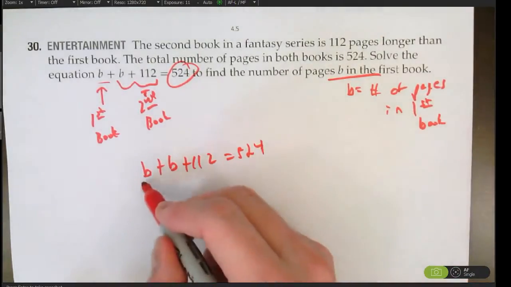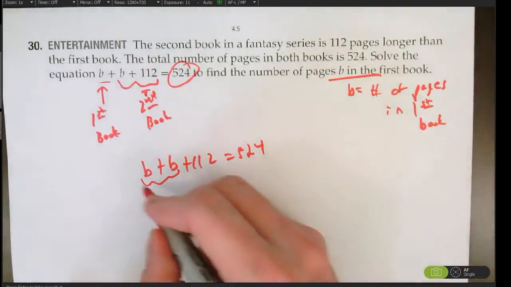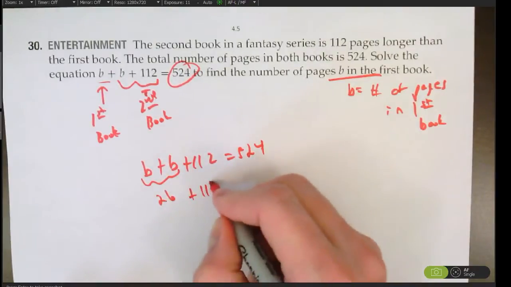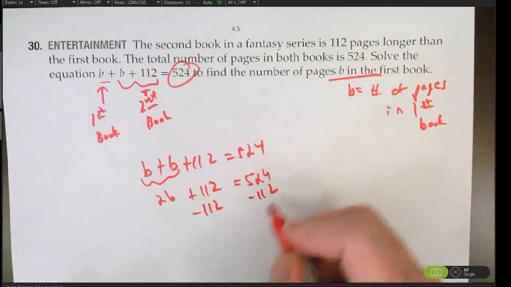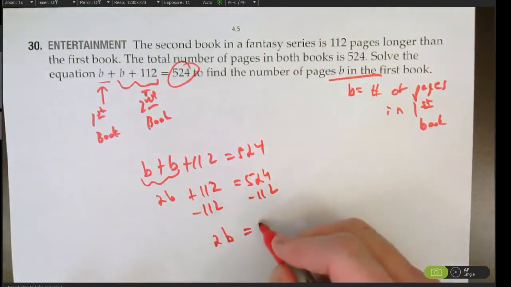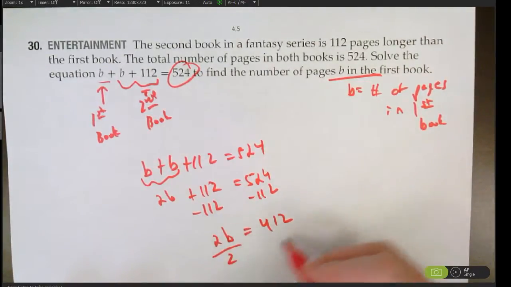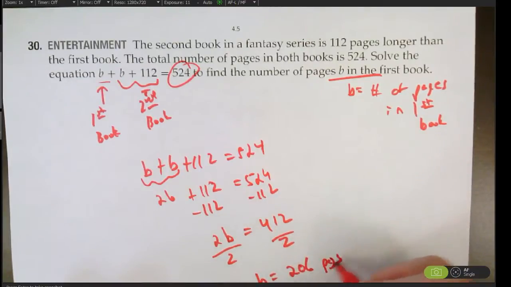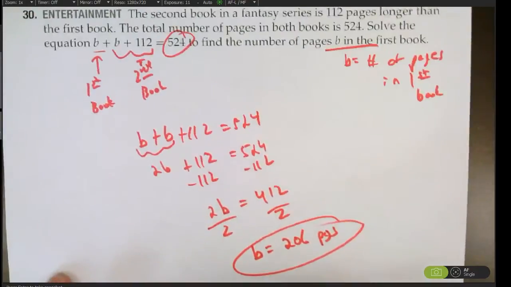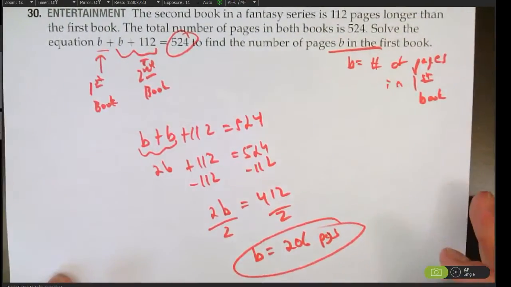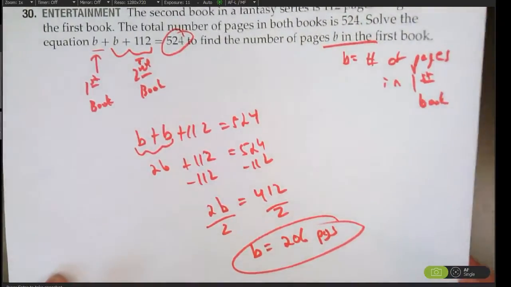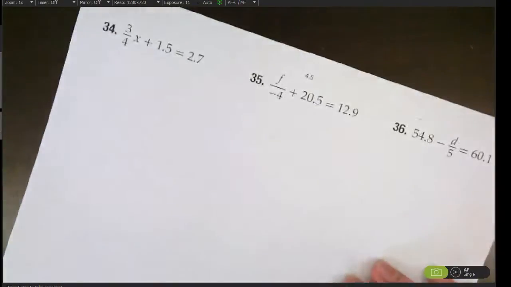The first thing I need to do is combine b and b, which is 2b plus 112. Then subtract 112. 2b equals 412. Divide by 2. B equals 206 pages. That's how many pages were in that first book. And the second one then had 318. Sorry, 318. Yeah. Okay, next, number 34.